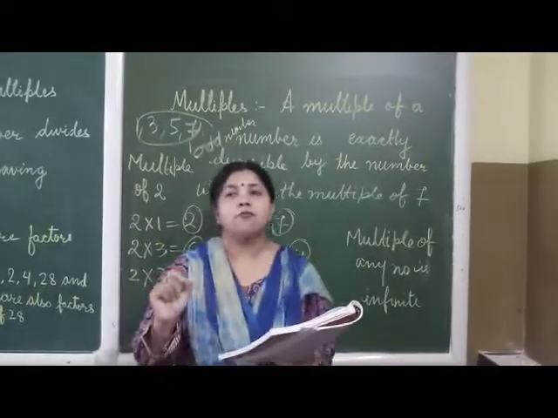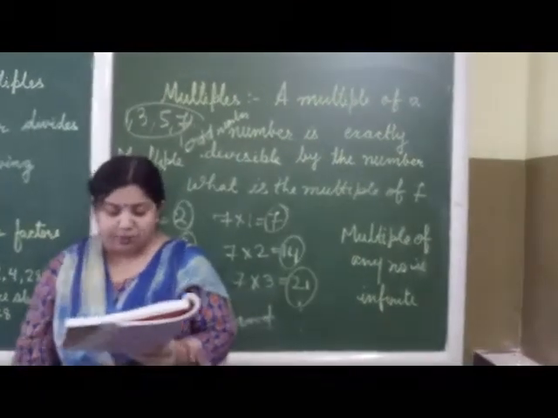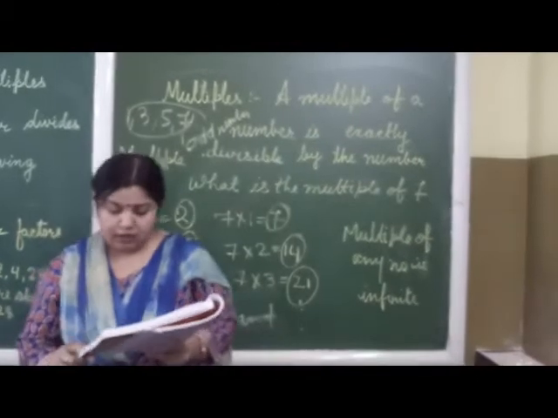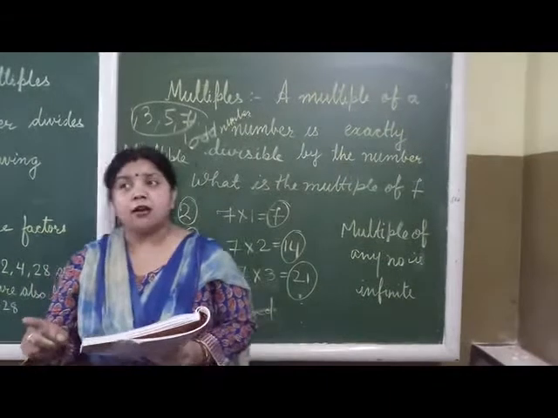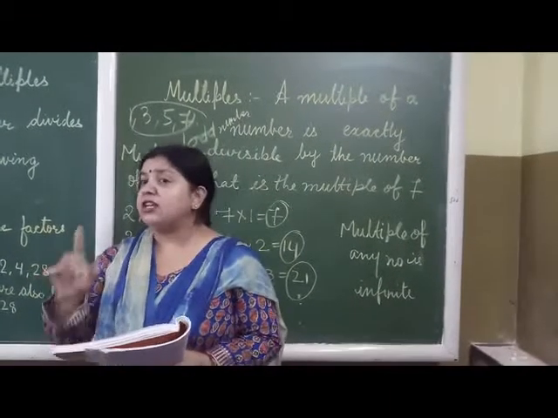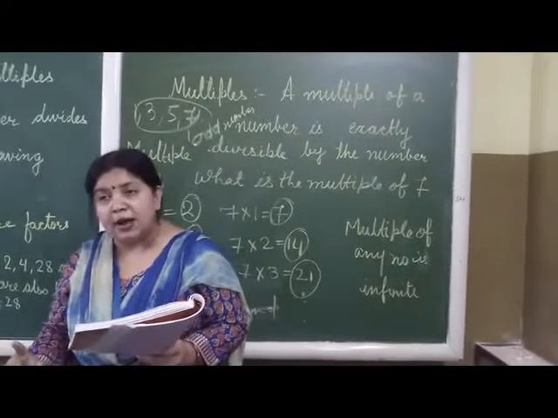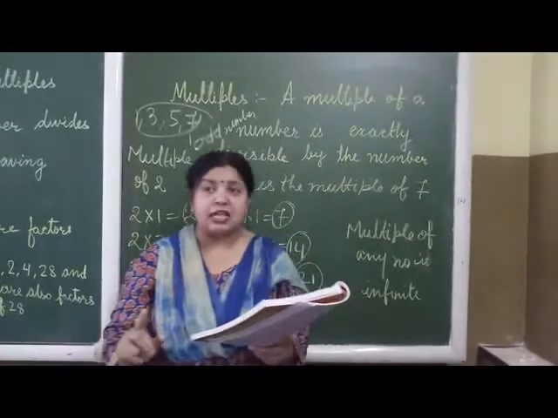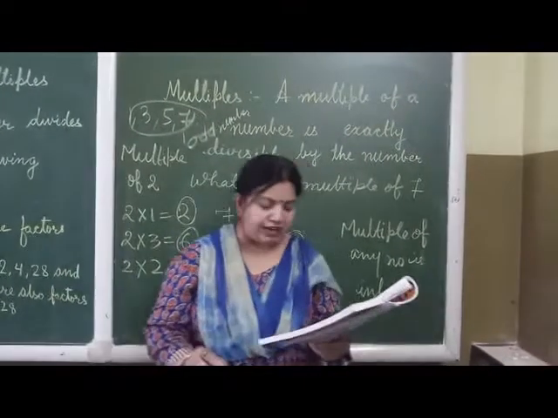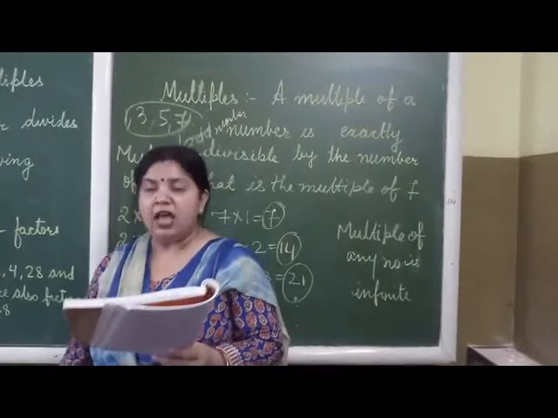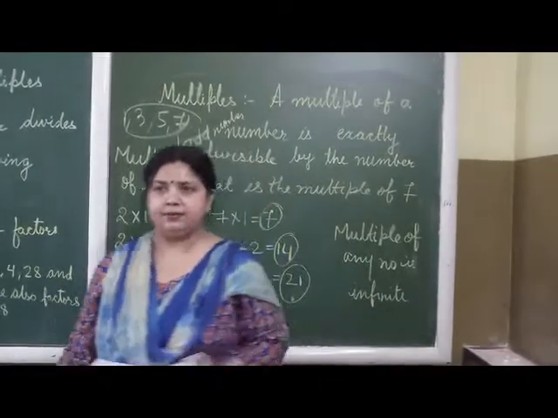Now properties of multiples. Every number is a multiple of 1. Every number is a multiple of itself and is the smallest multiple of that number. In factors, the number itself is the largest factor of the number. But in multiples, the number itself is the smallest multiple. And we can find as many multiples of a number as we want. It is endless. It has no end. Okay, students?